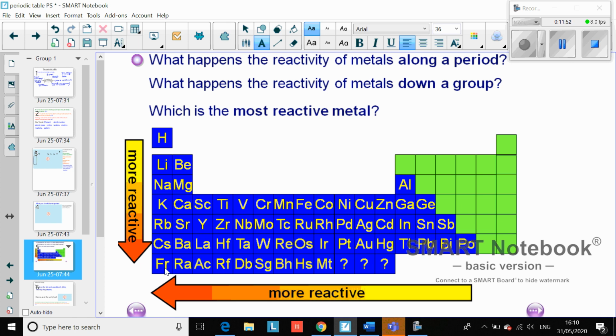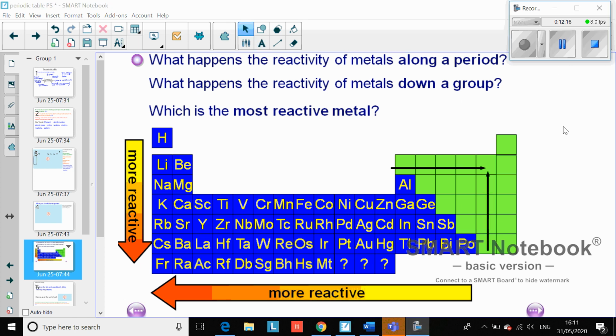Okay, now metals actually, sorry, that's for metals. So when you print off your periodic table, can you add little arrows like this? So more reactive going down the groups and more reactive going backwards along the periods.